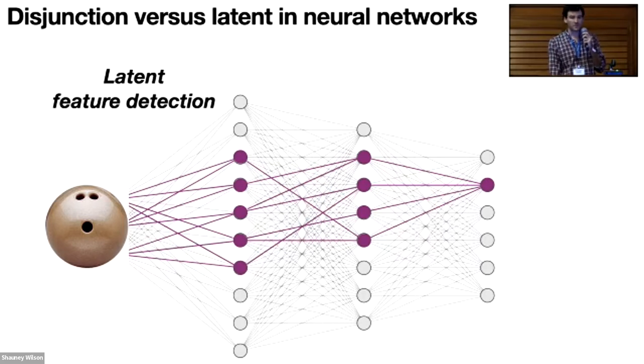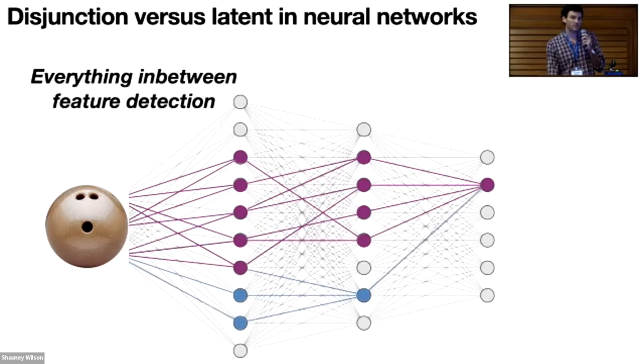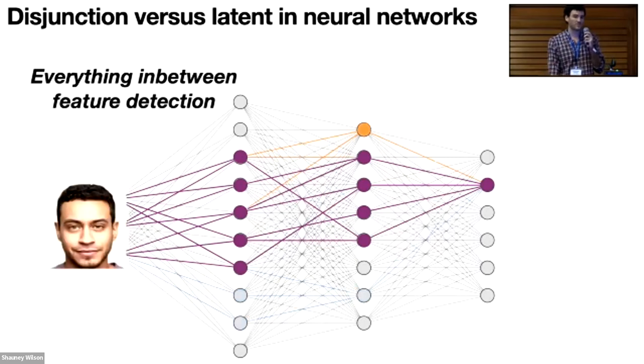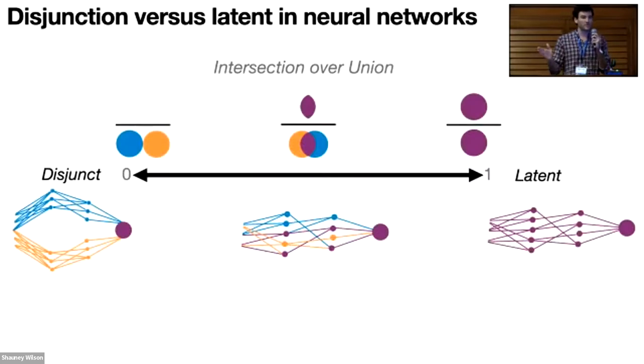Okay, but really in this neural context, it opens a whole continuum, right? Maybe the ball uses the purple computations and these blue computations, and the face uses the purple computations and these orange computations. So we can quantify this continuum just as the intersection over union of these subnetworks. A totally disjunctive feature would have 0 intersection over union, and a totally latent feature would have an intersection over union of 1. And then some amount of overlap would just be something in between 0 and 1.